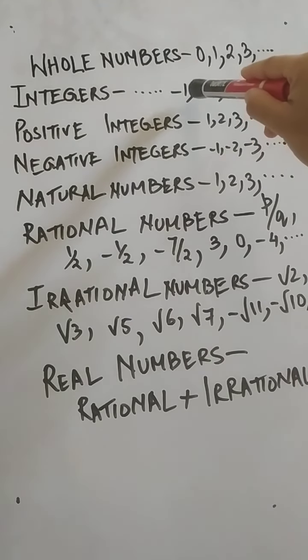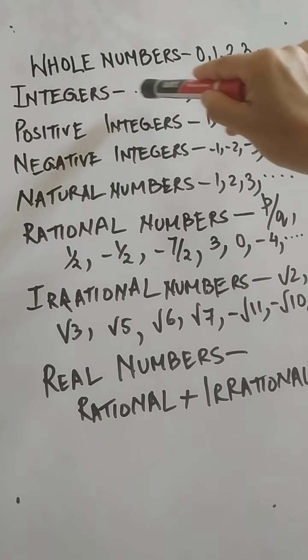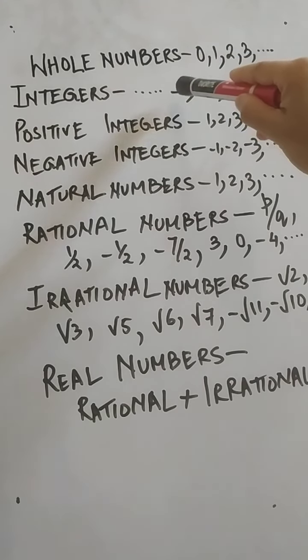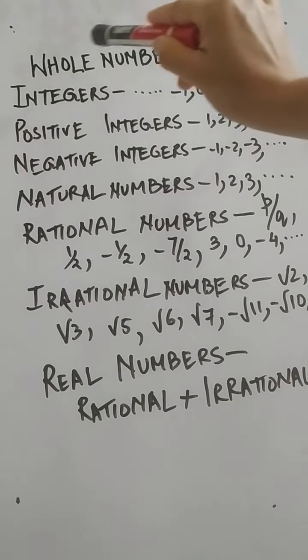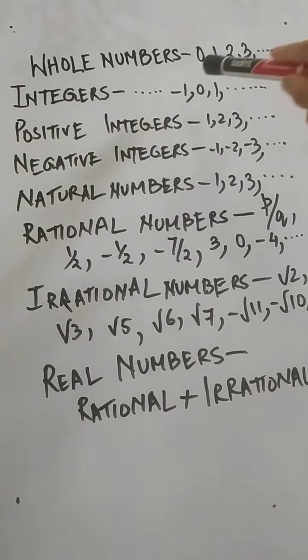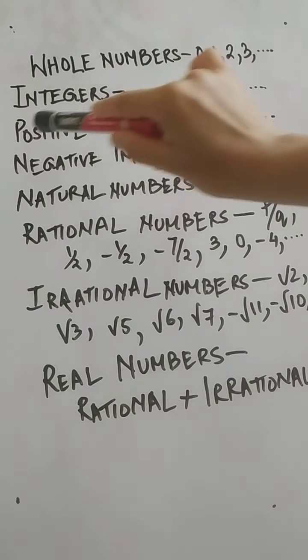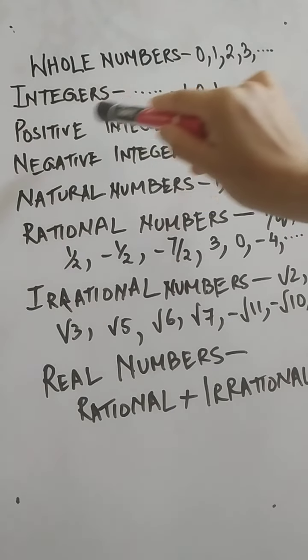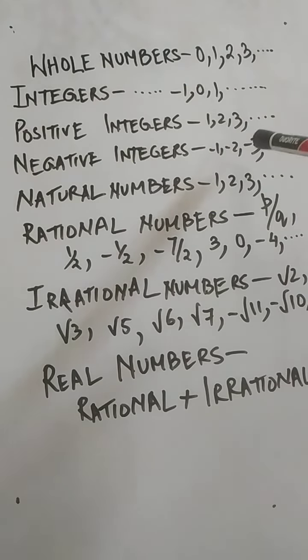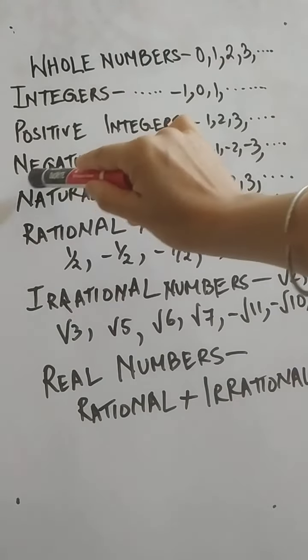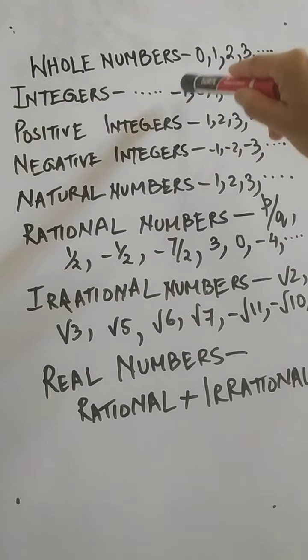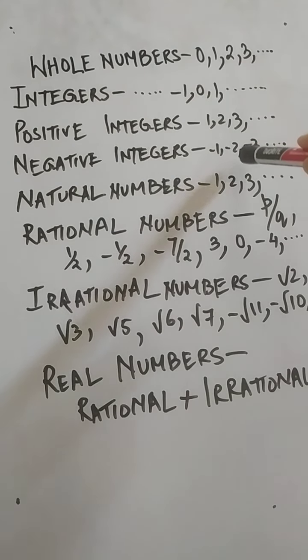Integers are all the numbers with minus, we can say minus 3, minus 4, minus 1, 0, 1, 2, dot, dot, dot. So all these are integers. Now out of these integers, the plus ones, the positive ones are called positive integers. So positive integers are 1, 2, 3, dot, dot, dot. So lots of positive integers. And the negative integers are those integers with a minus sign. So minus 1, minus 2, minus 3, dot, dot, dot.